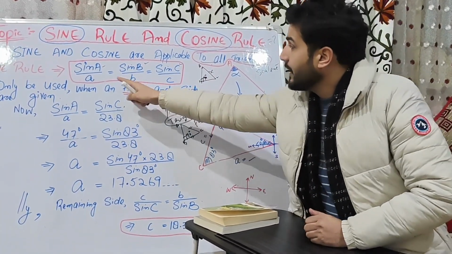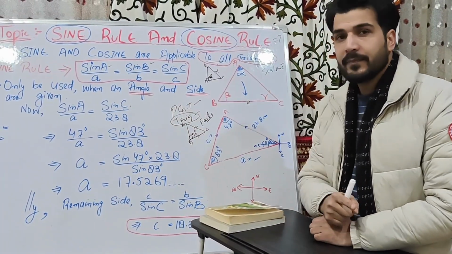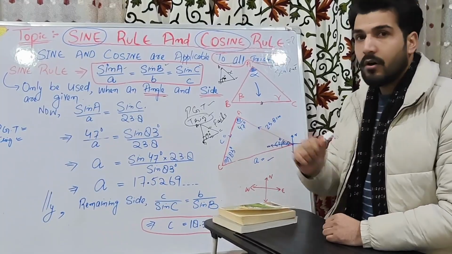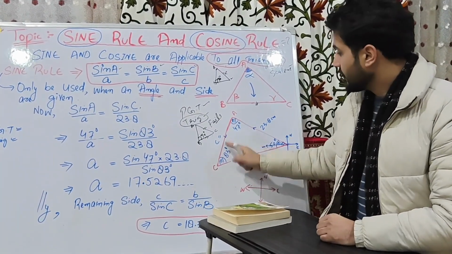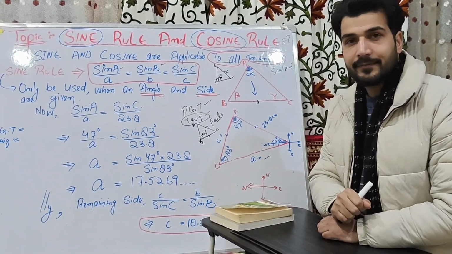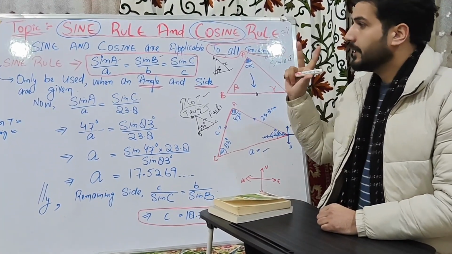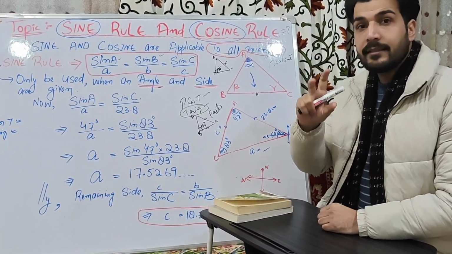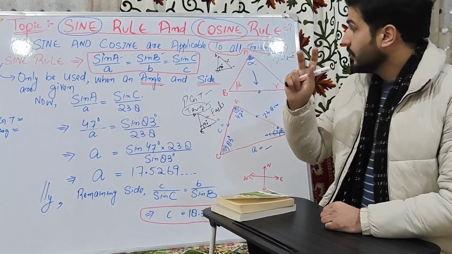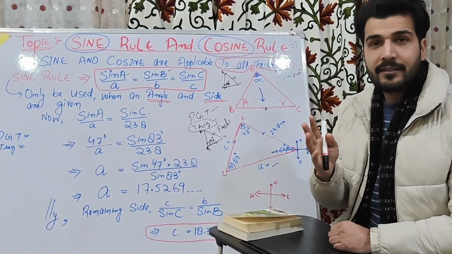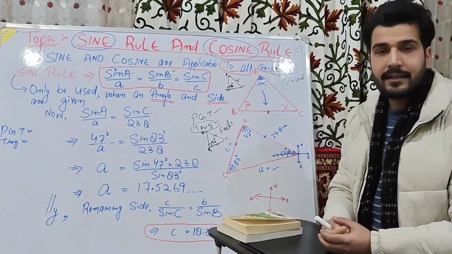Now, in the denominator, we have small a, small b, small c. So what are these letters? These letters are the sides of a triangle, sides of any triangle. So I want to add that trigonometry is the subject which not only deals with right angle triangles, it deals with all kinds of triangles.